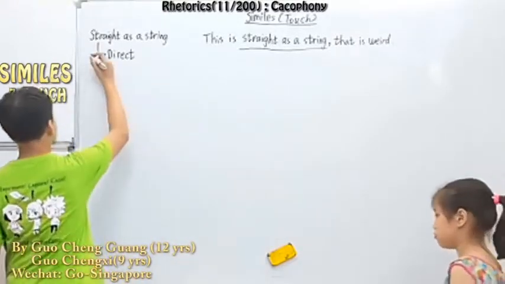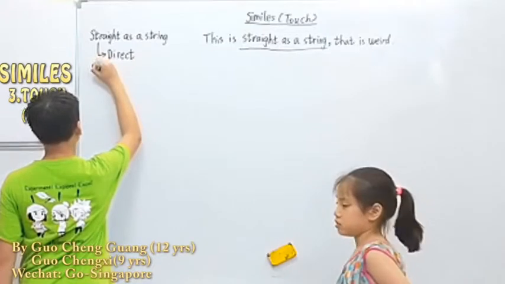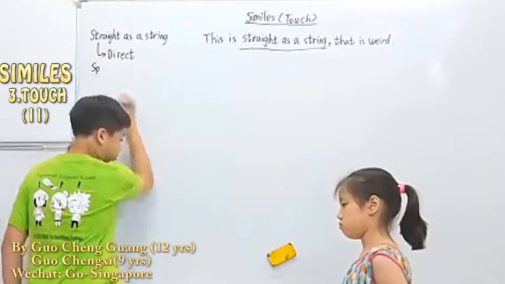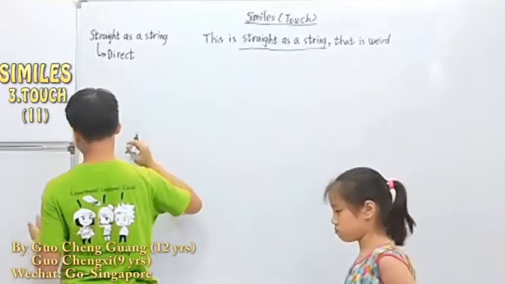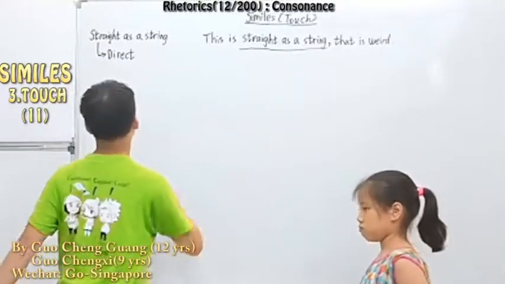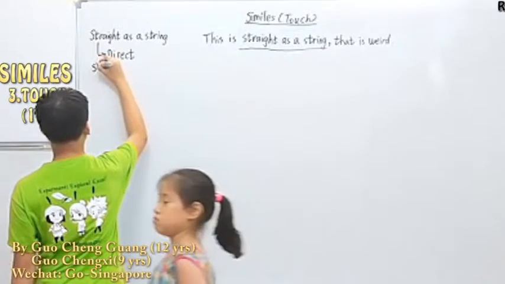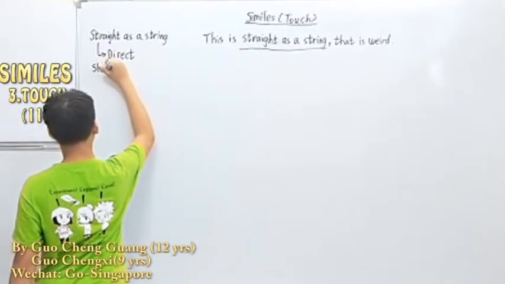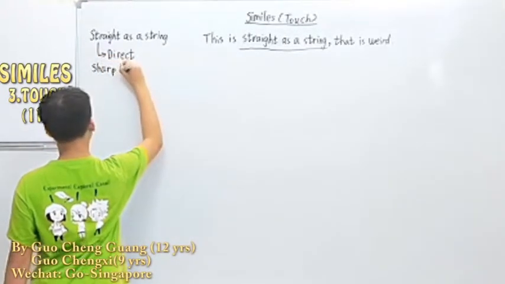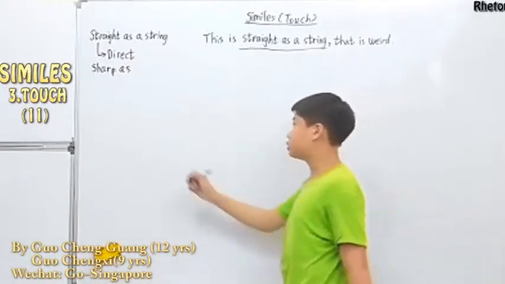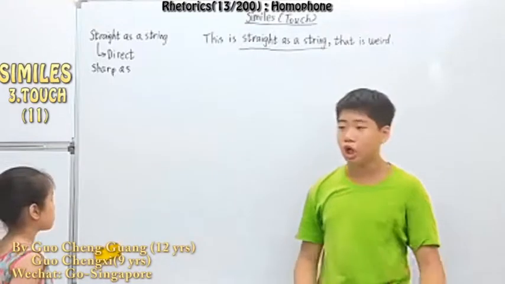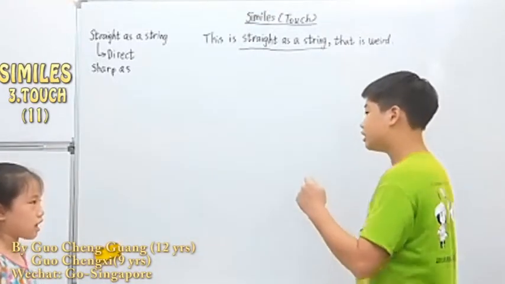Next part, I'm going to give something about spiky or sharp. Well, they are all similar meanings, which are called synonyms. Sharp as something. So sharp as, what do you want to be sharp? A tackle is sharp.